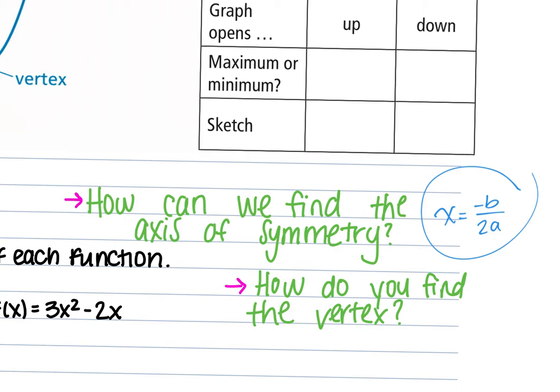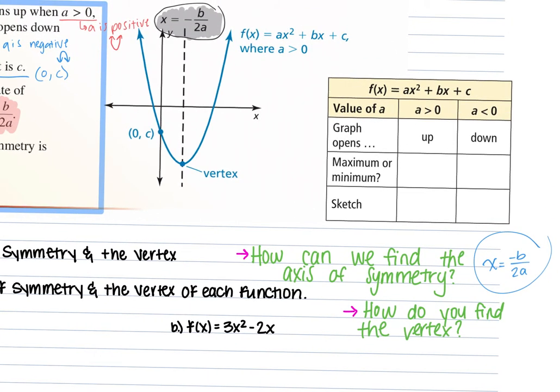Now remember, your vertex lies on your axis of symmetry. So if we have the axis of symmetry, what do you guys think we would need to do to find the vertex? Yes, it is going to be where the parabola evens out. But let's say we didn't have the actual graph, we just had the equation. What could we do once we find that x value to figure out the vertex?